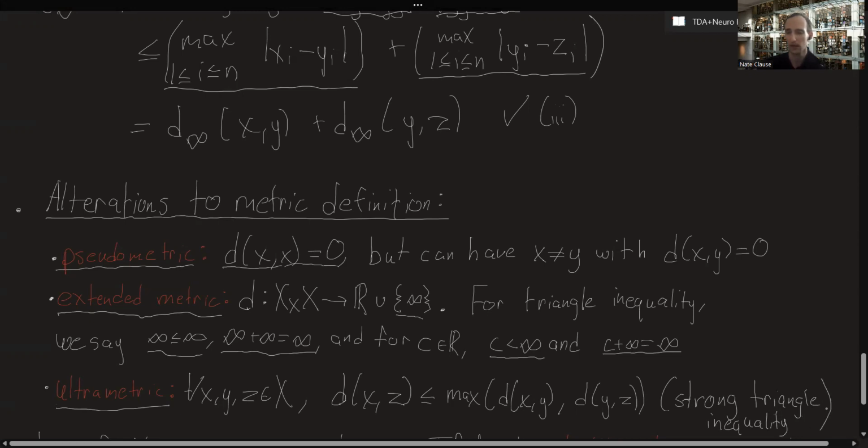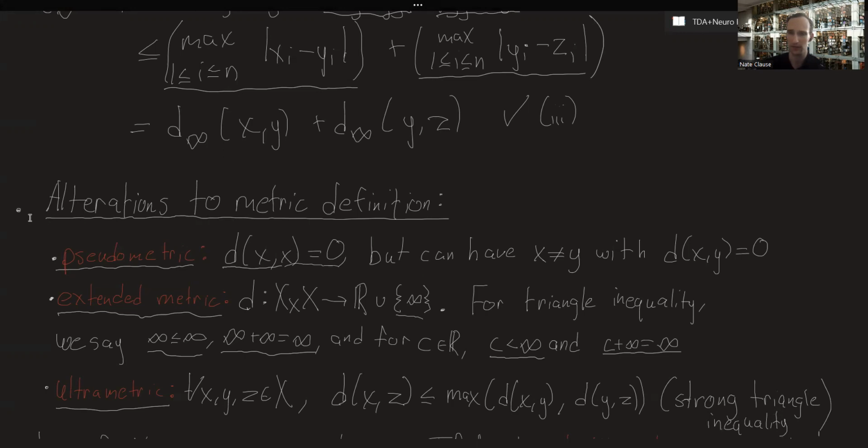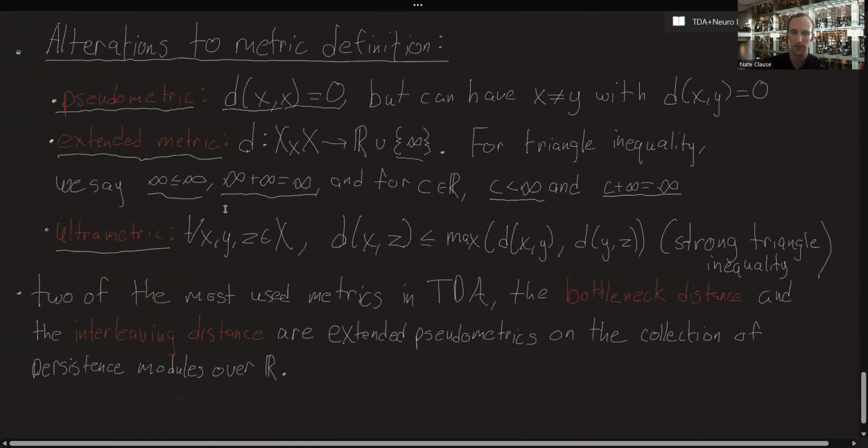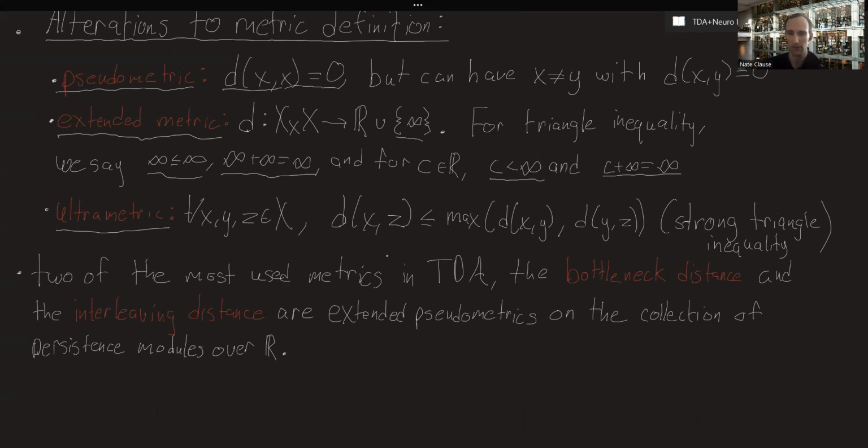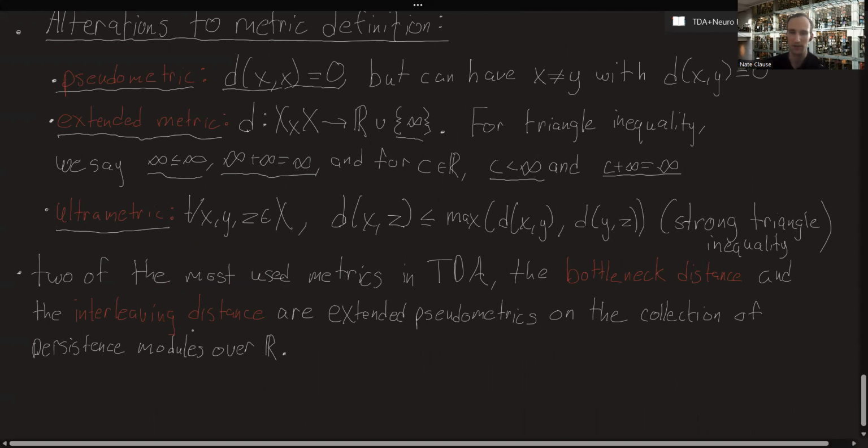Okay. So these are just 3 other common alterations to the definition of a metric space, which we'll see throughout this course. In particular, two of the most commonly used metrics in topological data analysis, which we won't give any definitions for today, are known as the bottleneck distance and the interleaving distance. Those will be defined later on in this course.